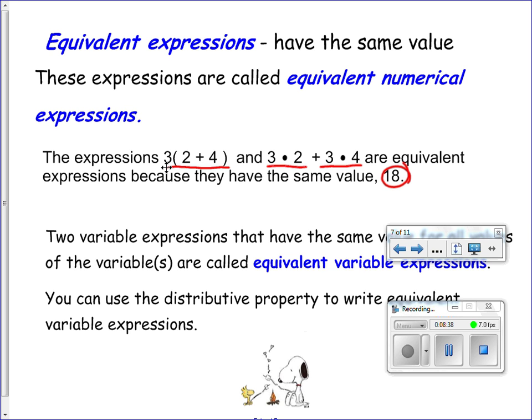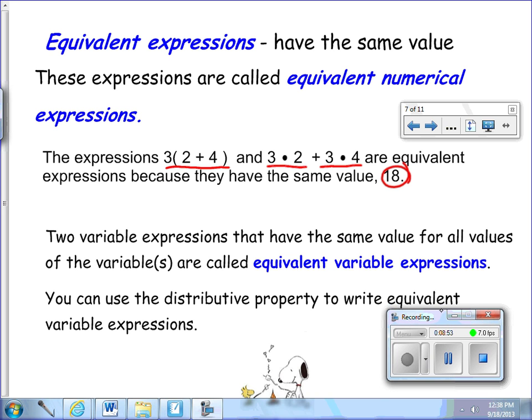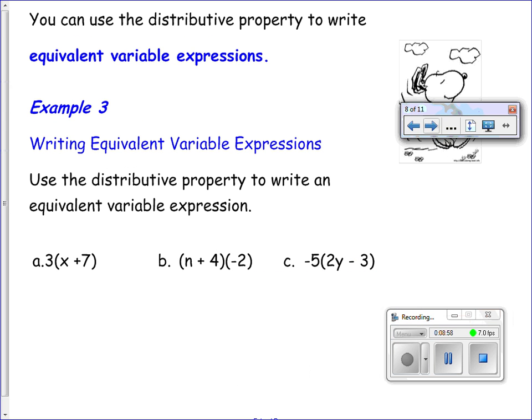So now, 2 expressions that have the same value for all values of the variables are called equivalent variable expressions. You can use the distributive property to write equivalent variable expressions. So in this example 3, we are going to write equivalent variable expressions. These are expressions that contain variables in them. So in A, B, and C, we've been given an expression. We're going to write an equivalent variable expression.